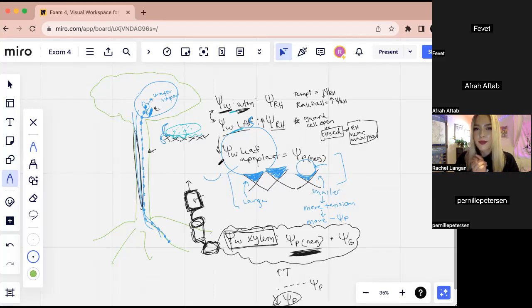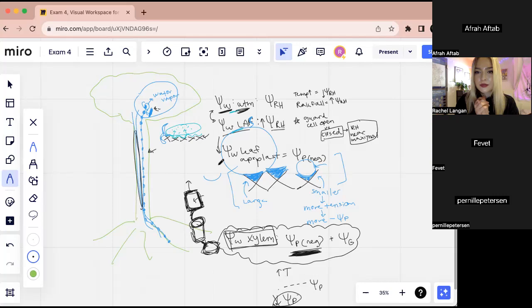Question. Could you explain how time of day affects water potential, like in the xylem, for example? Yes, that's a great question.